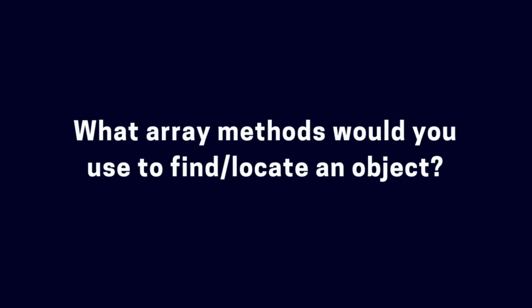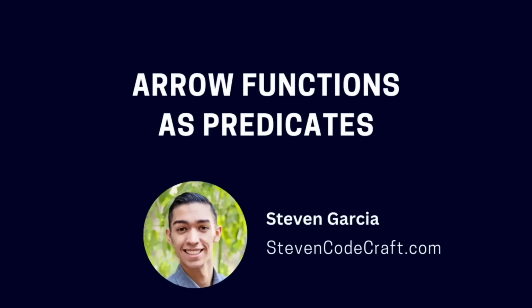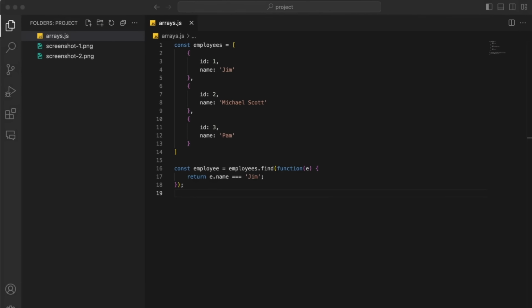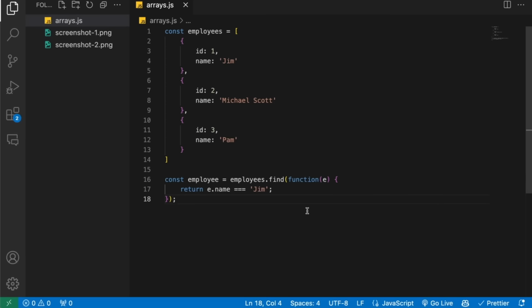You can use the find method or find index method. For both of them, you would specify a predicate function to locate an object based on a property. So previously we used an anonymous function in order to define our callback function. However, there is another more modern syntax that is more commonly used and is easier to read. This syntax is known as an arrow function.